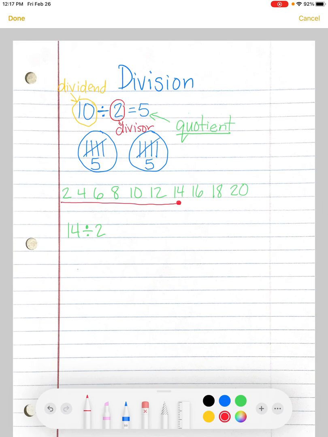The next step is to count over to see which multiple in my 2's the 14 actually is. So 1, 2, 3, 4, 5, 6, 7. 14 divided by 2 equals 7. 7 is my quotient. Let's try another one.